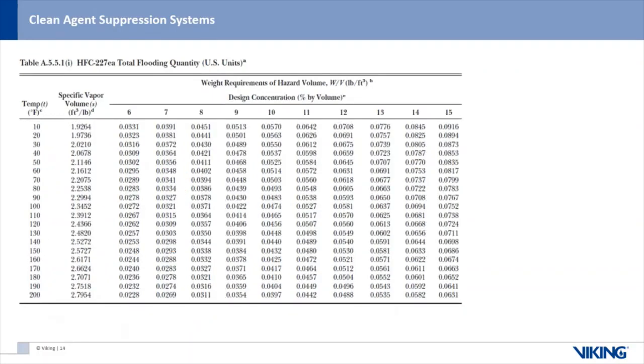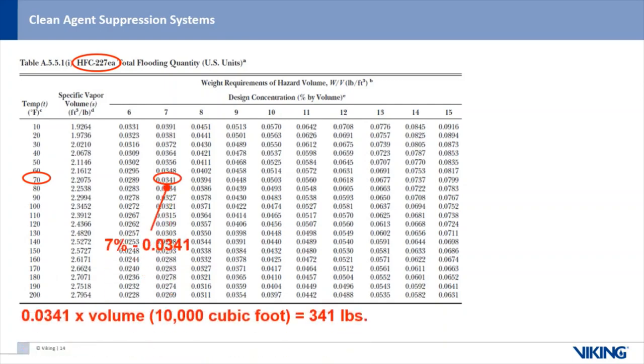If we transfer to the next slide, I have HFC 227 total flooding quantity. So I'm looking for the flooding factor here for FM 200. So we have HFC 227, and we'll go to the next slide, would be 70 degrees. And then we go to the next slide, and it's going to give us a 7% design concentration here. That's going to be for Class A hazard. And then we have 0.0341 flooding factor for HFC 227.